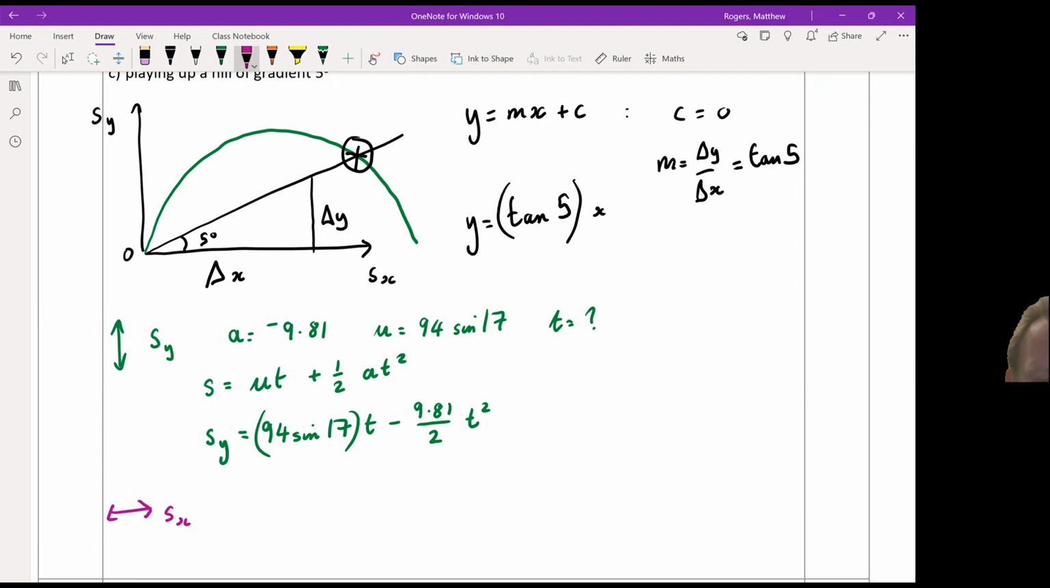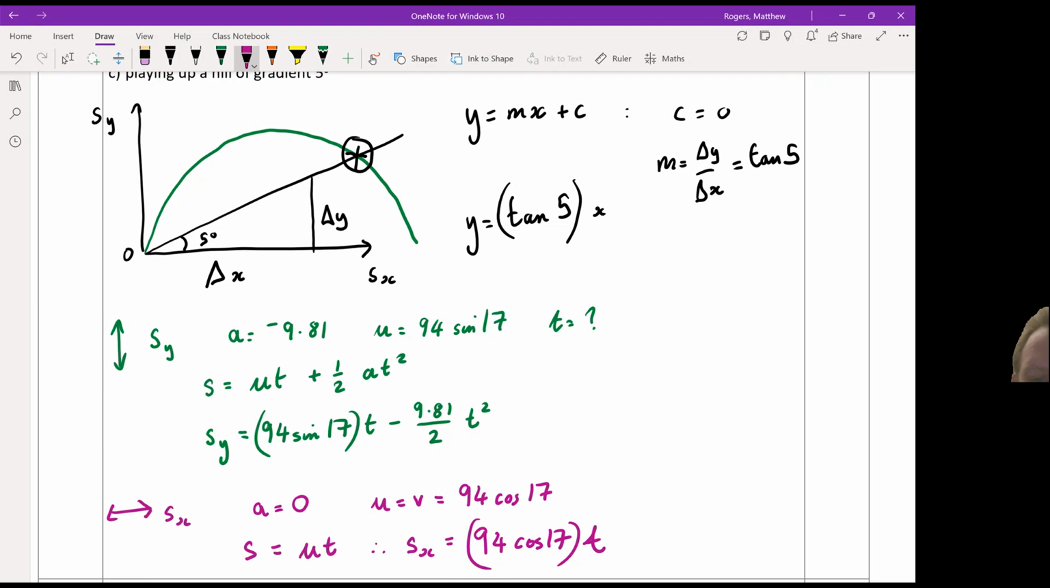This time, the displacement in x again is much simpler because the acceleration is equal to 0. There is an initial speed which is equal to the final speed, which is 94 cos 17 meters per second. So the displacement is just u times t. Therefore sx, the displacement in the x direction, is equal to 94 cos 17 times t. So we've now got an expression for its displacement in the y direction and its displacement in the x direction.